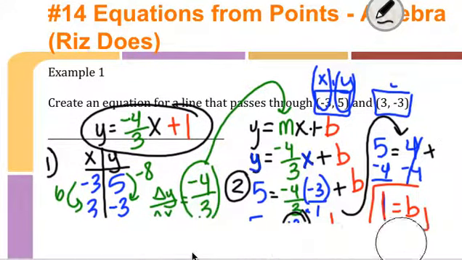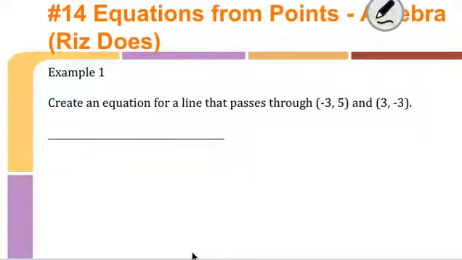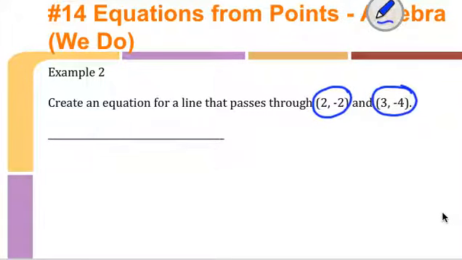Okay, let's try a different example. So the big idea here is you find your slope, you substitute it in, and you substitute in a point, and then you're able to find your equation. It says create an equation for a line that passes through (2, -2) and (3, -4). So again, my big first step is to find my slope.